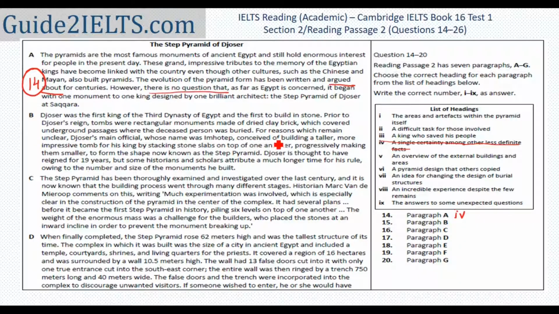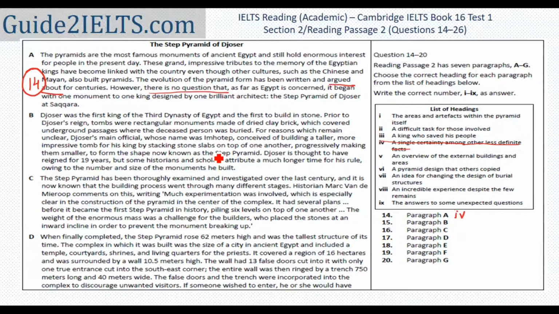For reasons which remain unclear, his main official, whose name was... Now the names, especially if they are difficult names, I don't even try to pronounce. But I do remember that when I was reading the beginning and ending, this name was mentioned in the ending of one of the paragraphs. So it's an important name.